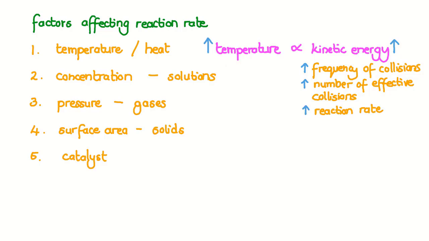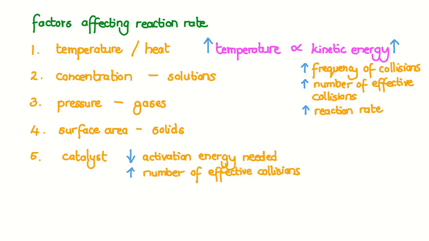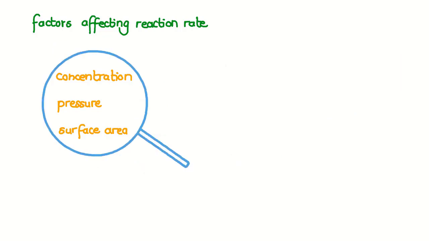Let's have a look at catalysts in brief. The presence of a suitable catalyst decreases the activation energy needed for a reaction, so aids in increasing the number of effective collisions, and thereby increases the speed of a reaction. Now, we very briefly discussed temperature and catalyst, but let's hone in on the focus of this lesson: concentration, pressure, and surface area. We'll start with concentration.